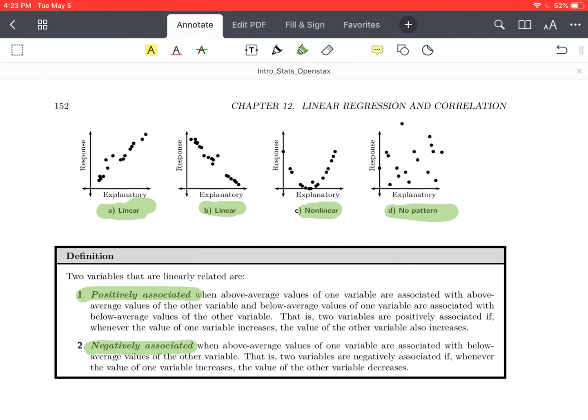So when we come back next time, we're going to take a look at section 12.3, the regression equation.